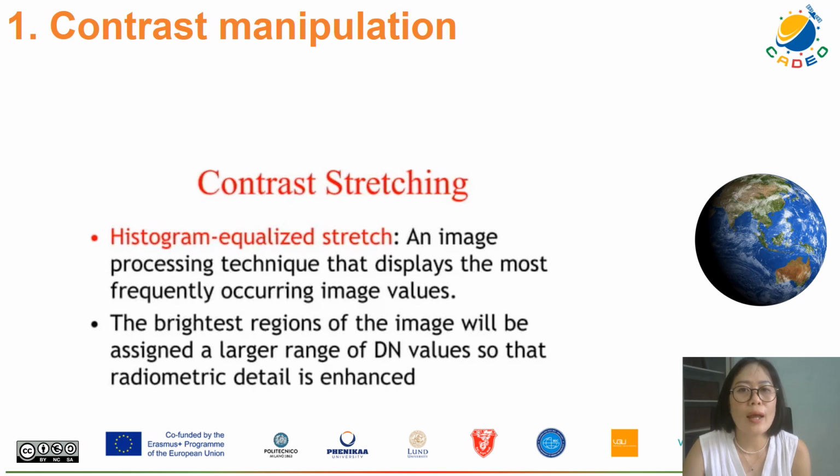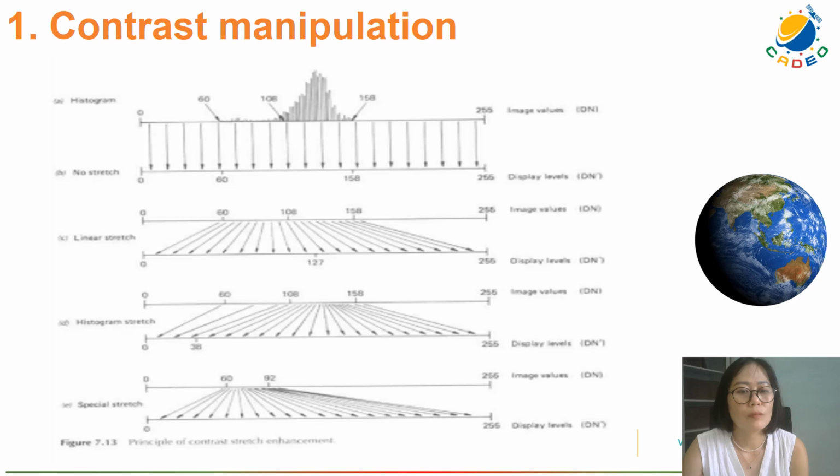A histogram clustered at the high end corresponds to a bright image. The brightest region of the image will be assigned a large range of digital number values so that radiometric detail is enhanced. And in this figure, you can see the difference between the contrast stretch enhancements, the difference between the histograms: no stretch and linear stretch.